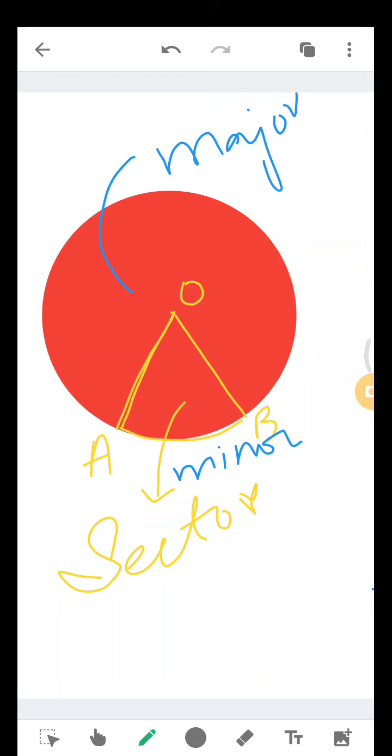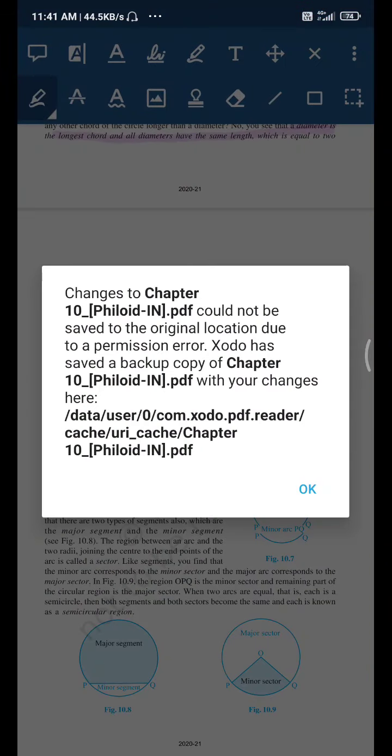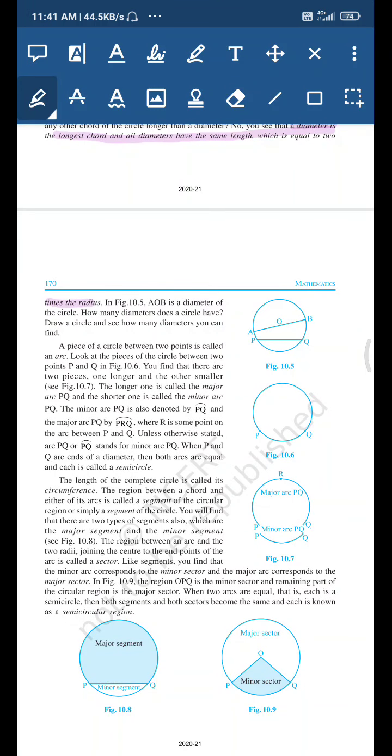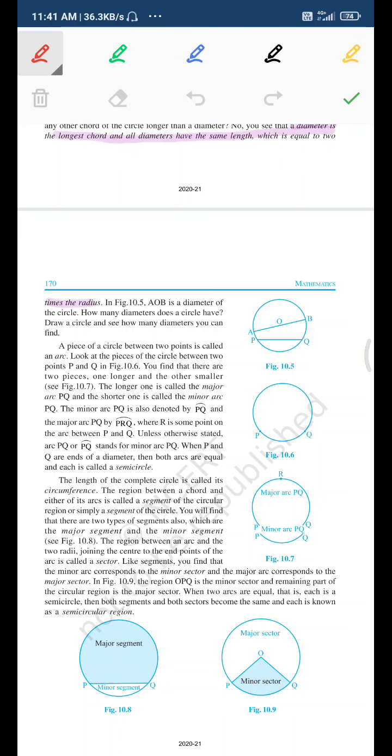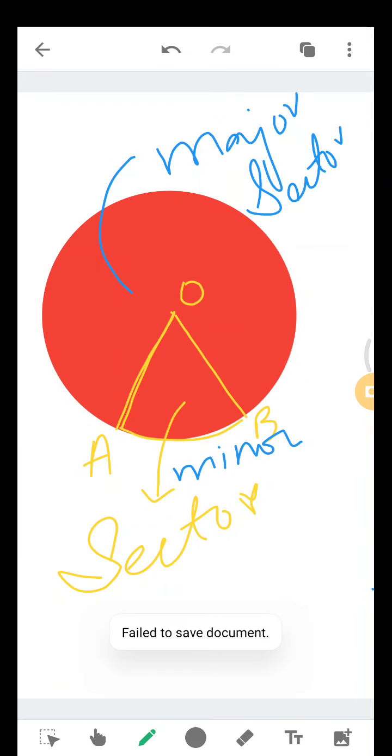Okay, major sector. So you'll find the definitions of minor sector and major sector also here. Search the definitions of these from these paragraphs, major sector and minor sector. You can draw the figure and write the definitions. Next, let's see what is a segment of a circle.